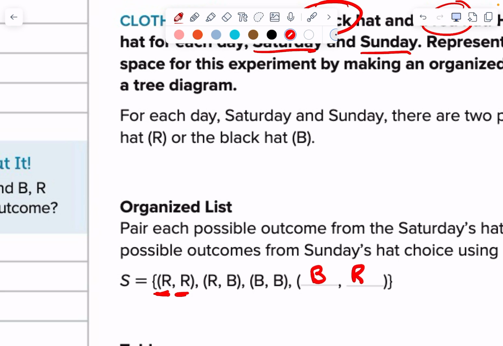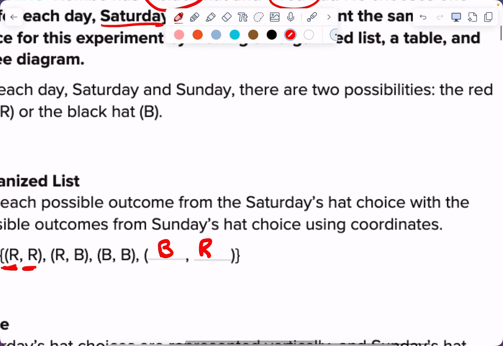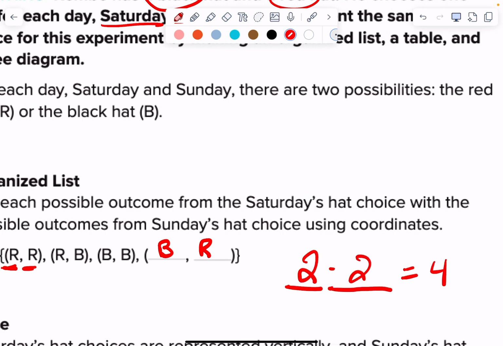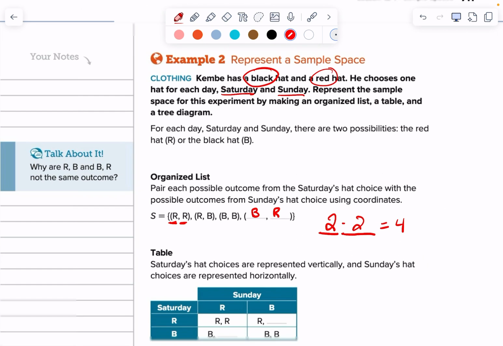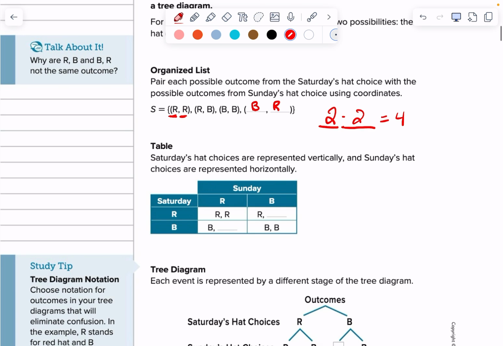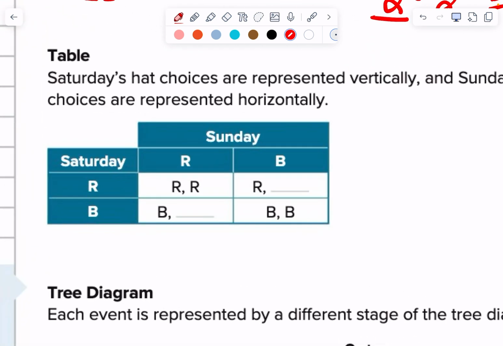Now, there are 4 combinations here. How do I know that there are 4 total? 2 hats, 2 days. 2 times 2 is 4, just like we said before. So that's how you can know if you got them all listed. How many outcomes for each day? There's 2 days, 2 slots, 2 each day. So multiply together gives you 4. Got it?